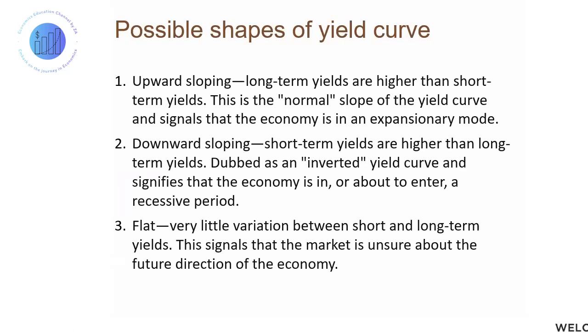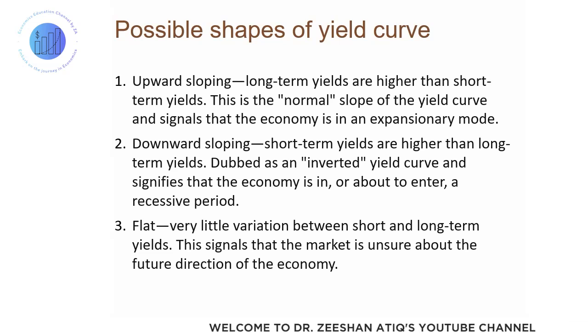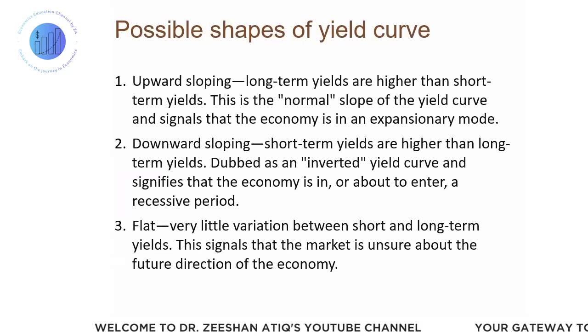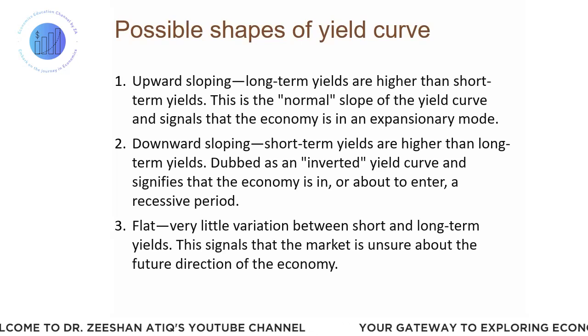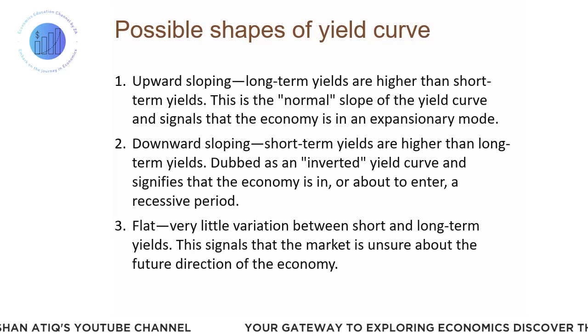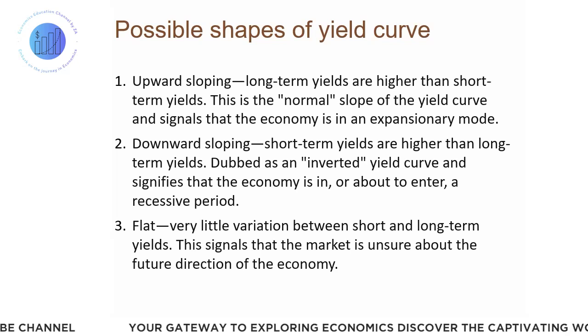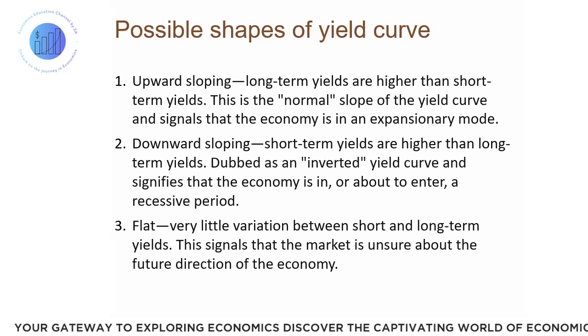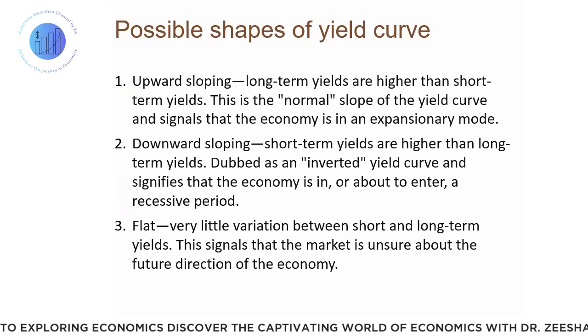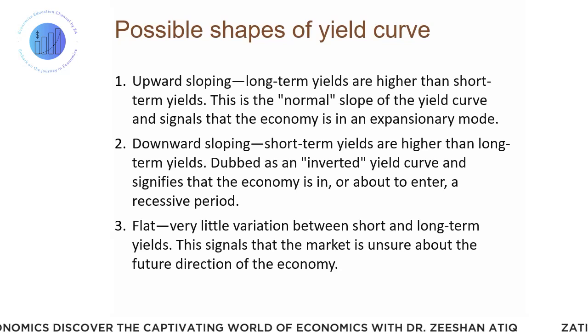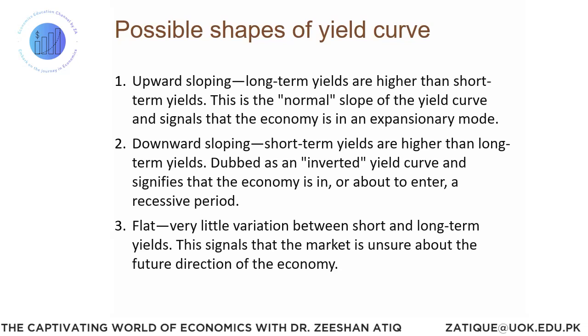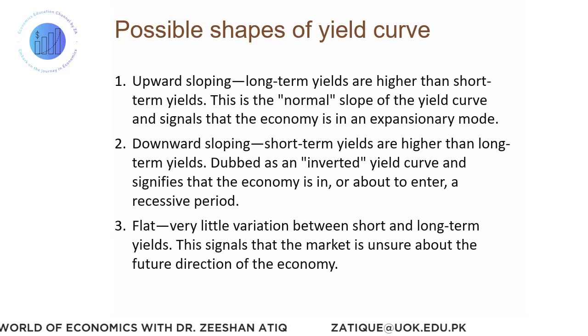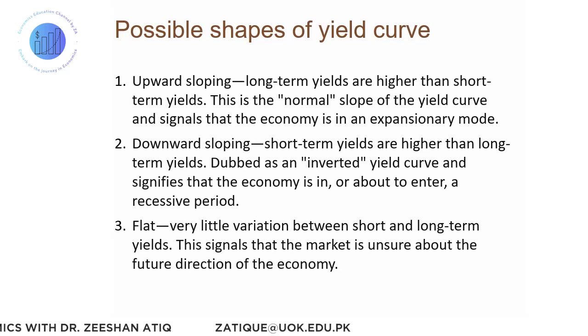So, upward sloping yield curves. When do you have upward sloping yield curves? This happens when long-term yields are greater than short-term yields. Generally, the yield curves that you have are upward sloping, but in some instances we may have downward sloping or flat yield curves. But generally, we have upward sloping yield curves, and yield curves are upward sloping whenever people expect higher interest in the longer run as compared to the shorter run. So this is the normal slope of the yield curve, and it signals that the economy is in expansionary mode.